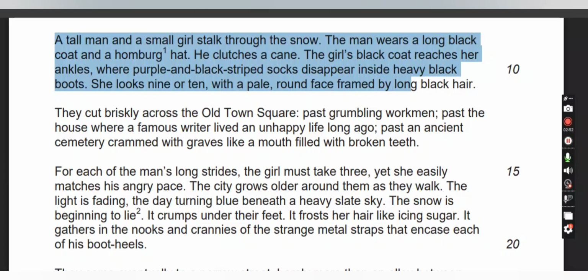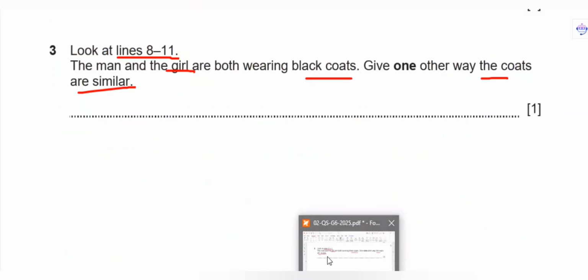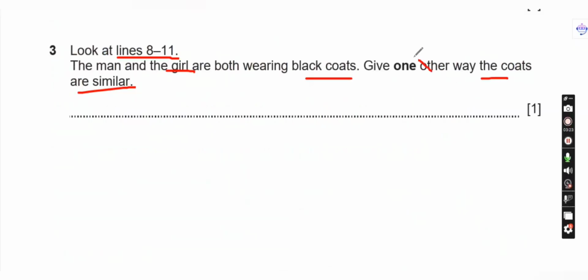So both of them are wearing long black coats. They are both long, reaching their ankles. When it said long black coat, and the girl the same, reach her ankles, which means it's too long and keeps them warm. You're going to choose one of these two options, because he said mention one, right? The man gives one, another. So it's just one. So it could be they keep them warm.